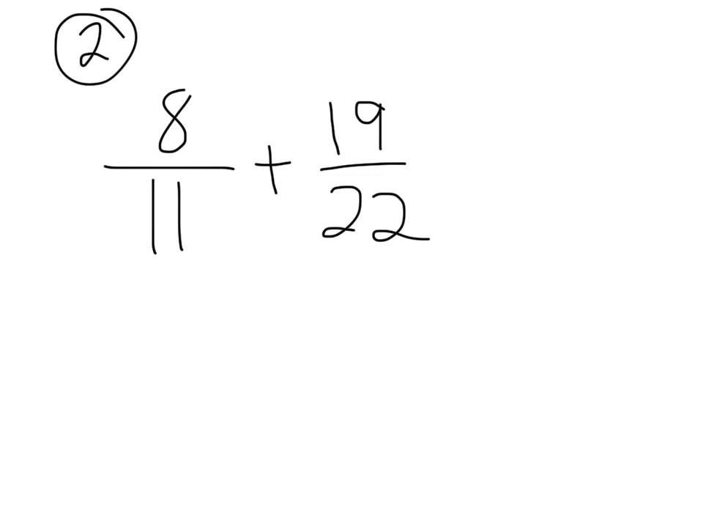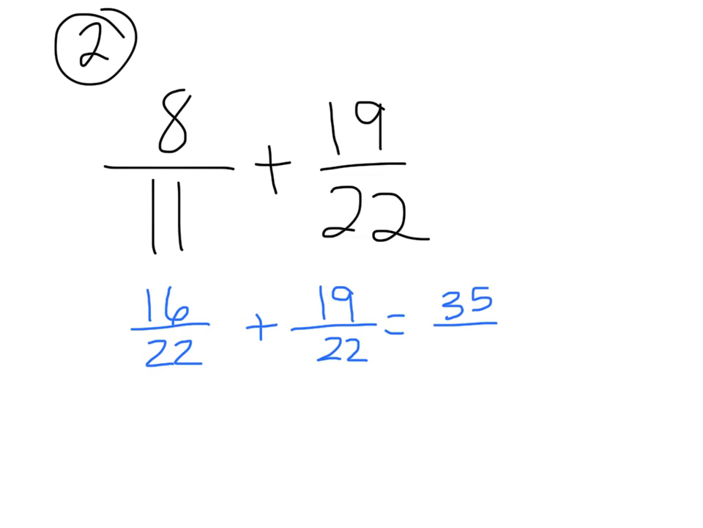Next question, 8/11 plus 19 over 22. Pause the video and then I'll show you how to do it. When we add fractions, we have to get common denominators. So my common denominator is going to be 22. And my second fraction is already out of 22. My first one, I have to say 11 times 2, so 8 times 2 is 16. I add my numerators and get 35, keep the same denominator, and then I change that improper fraction into a mixed number, which is 1 and 13 over 22.